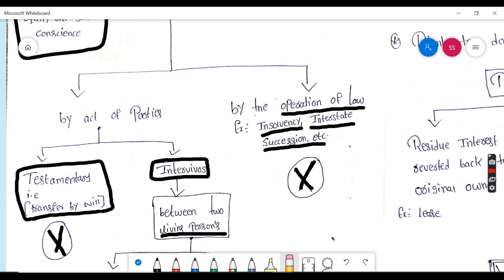Okay, so now we discussed which transfer we will consider and which transfer we won't consider. We will consider it only if the transfer is because of the act of the parties, and those parties should be living persons, then only it will be considered. If it is operation of law, we won't consider it, and if it is a testamentary transfer by will, we won't consider it. We discussed now about the transfer. Now we have to discuss what property. There is a transfer, right? What they are transferring, what kind of property they are transferring, we need to learn that now.